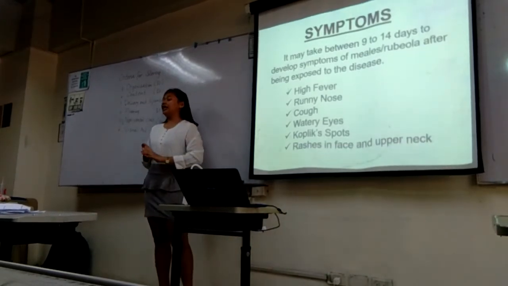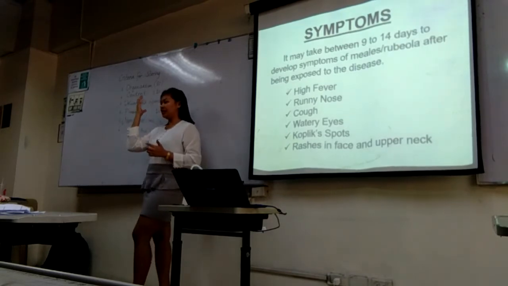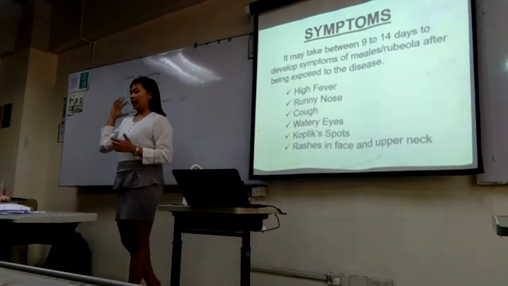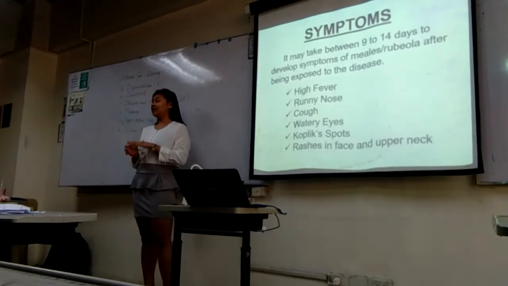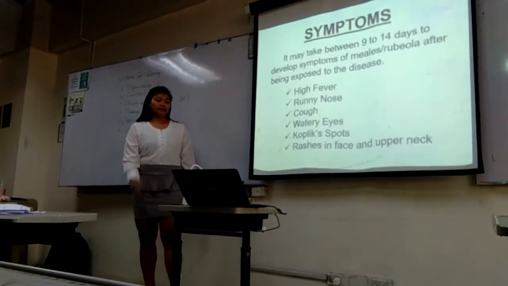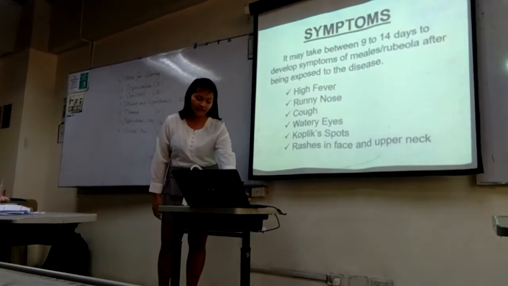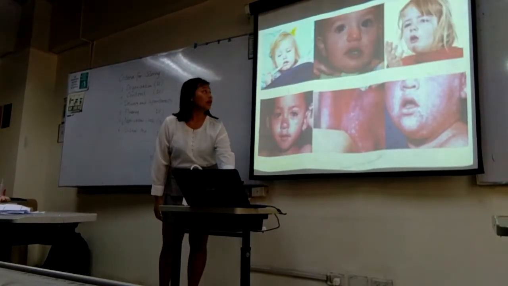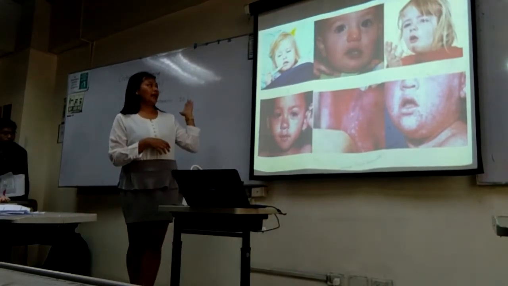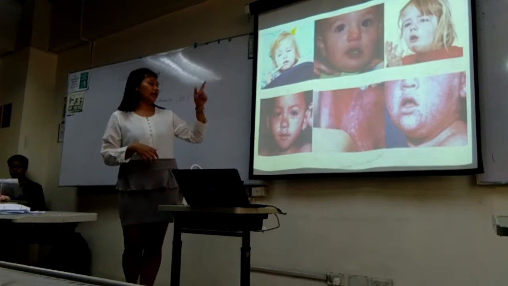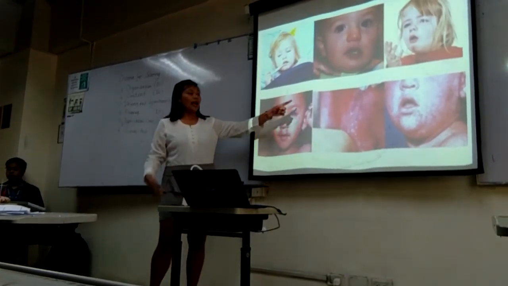A few days after the initial symptoms, the rash develops, usually starting on the face and the upper neck. After several days, the rash spreads throughout the body. This will last for 5 days and then it fades away. So here's the picture of high fever, runny nose, coughing, watery eyes, Koplik spots inside the cheeks, and rash.